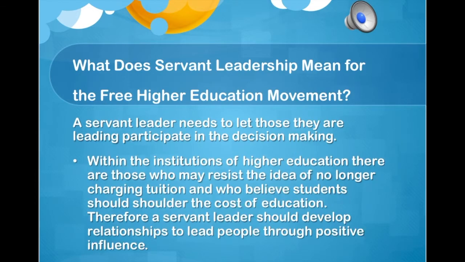A servant leader needs to let those they are leading participate in the decision-making. Within the institutions of higher education, there are those who may resist the idea of no longer charging tuition and those who believe students should shoulder the cost of their own education. Therefore, a servant leader should develop relationships to lead people through positive influence.